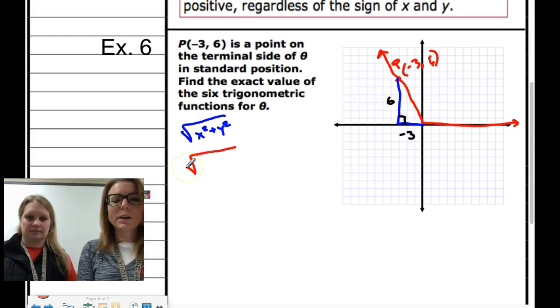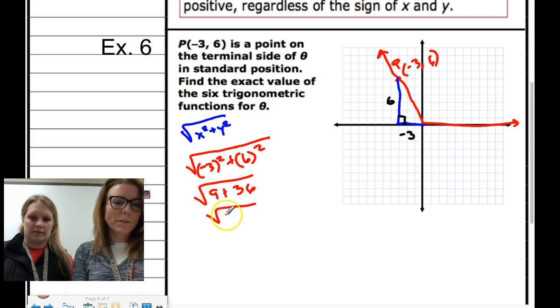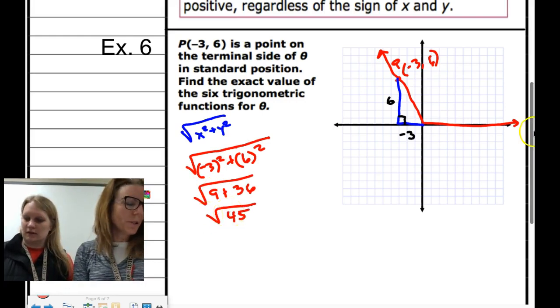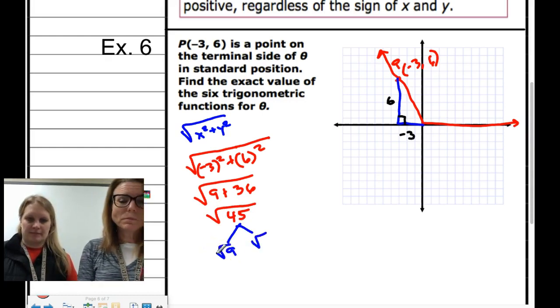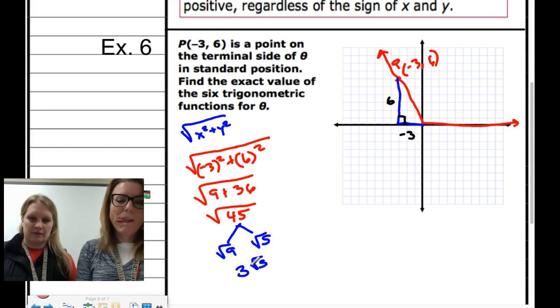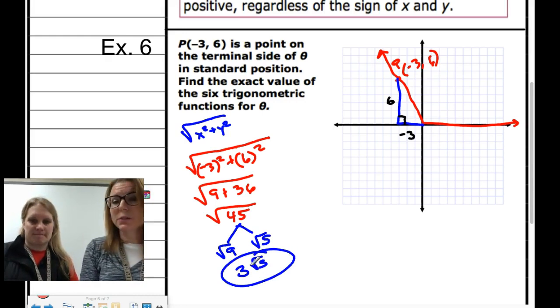So let's do that. We're going to square negative 3 squared, plus 6 squared. So it's going to give us the square root of 9 plus 36, which is square root of 45, which can break up into the square root of 9 times the square root of 5. The square root of 9 is 3. So 3 root 5. So now we know the hypotenuse is 3 root 5.